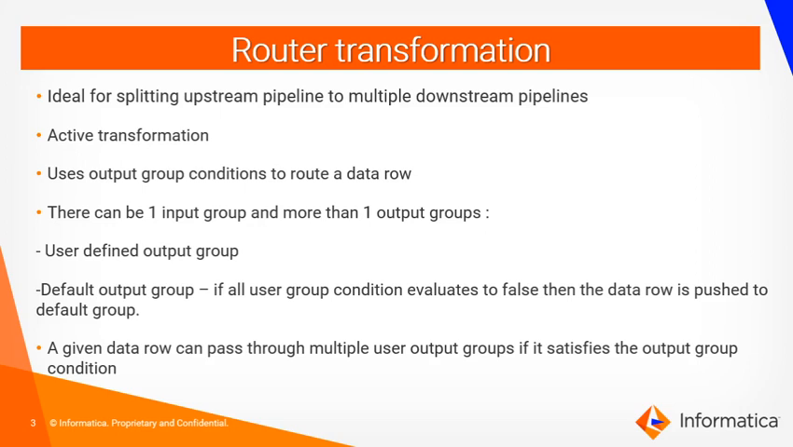There can be one input group and more than one output group. The output groups fall under two categories: user-defined output groups, where you'll be configuring the condition for the filter, and the default output group. If all the user group conditions evaluate to false, then the data row is pushed to the default group. Another pointer to note here is that a given data row can pass through multiple user output groups if it satisfies the output group condition.